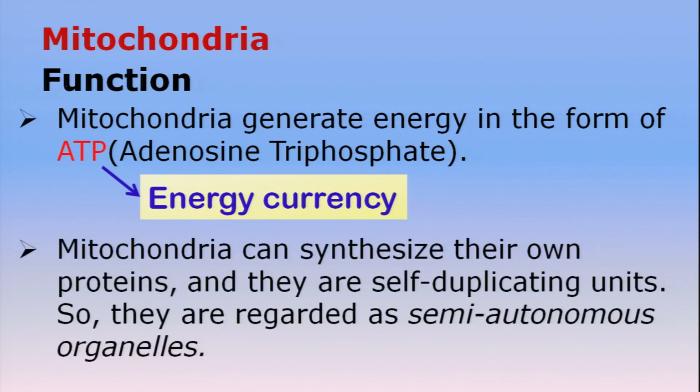Mitochondria can synthesize their own proteins and they are self-duplicating units. You see, mitochondria have their own ribosomes, so they can synthesize their own proteins. And since they have their own DNA molecules, they can duplicate themselves also. That's why they are called semi-autonomous organelles. Since they can synthesize their own protein and they can duplicate themselves, they are called semi-autonomous organelles.